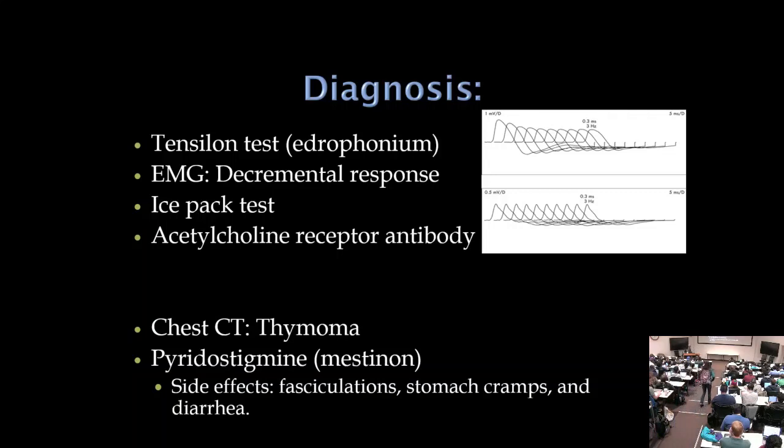Very important, once we diagnose someone with myasthenia, we always have to look for a thymoma. Remember that that's where the immune system learns to recognize the nicotinic receptors as foreign. So we do a chest CT.